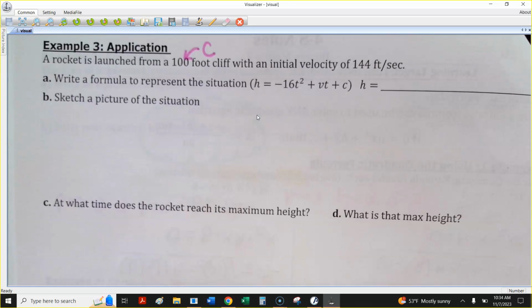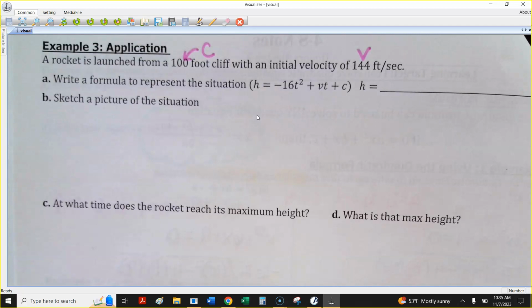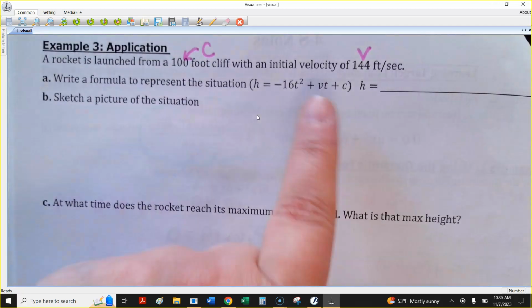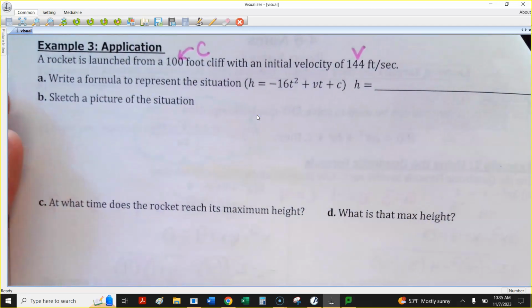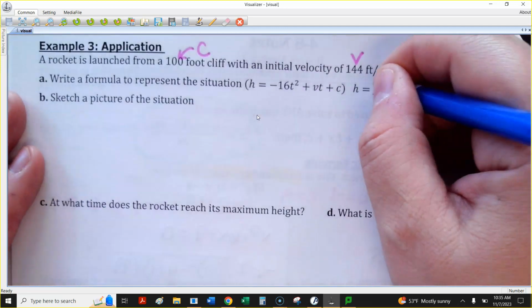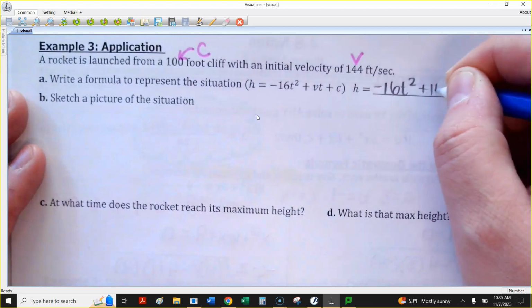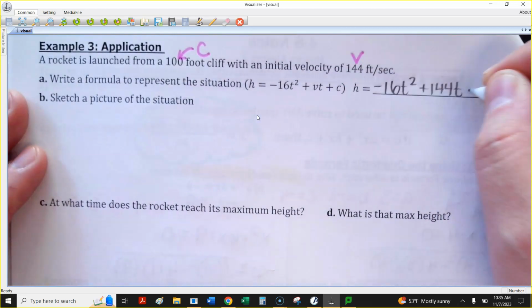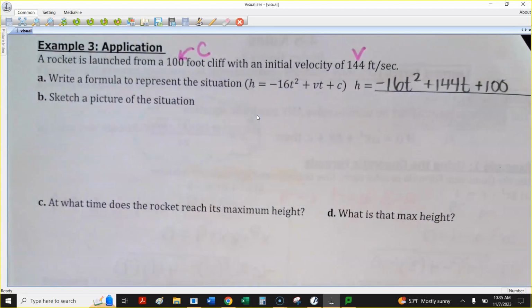So I'm not going to start from the ground here. We're up on a cliff and we're going to launch this rocket. So 100 feet in the air. And then the initial velocity is 144 feet per second. So the 144 is just going to go in place of the velocity, and I'm literally just going to replace this. The negative 16, remember, that's the force of gravity in feet per second. So that would be consistent as long as your question is working in feet per second. So the height of my rocket here would be negative 16t squared plus 144t plus 100.